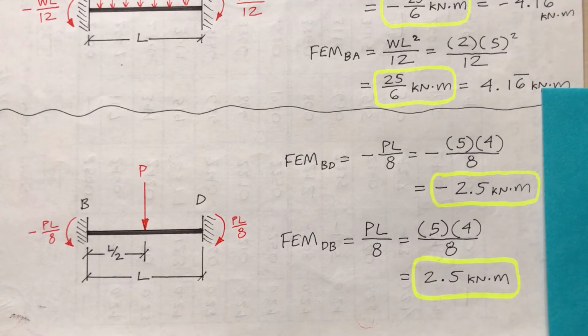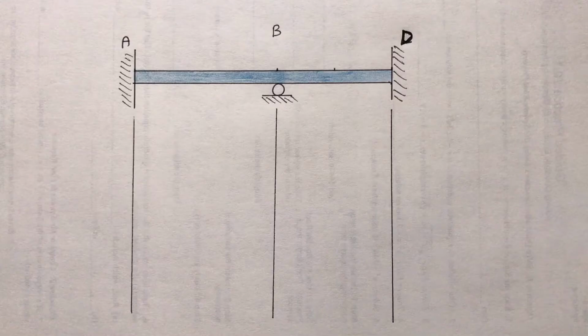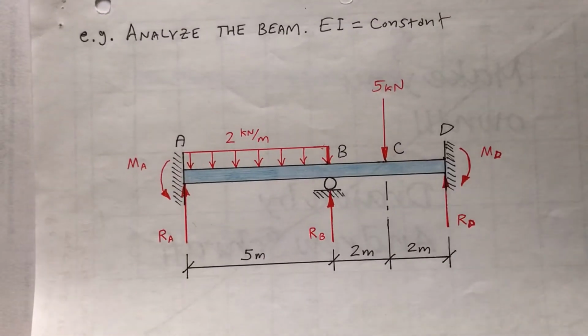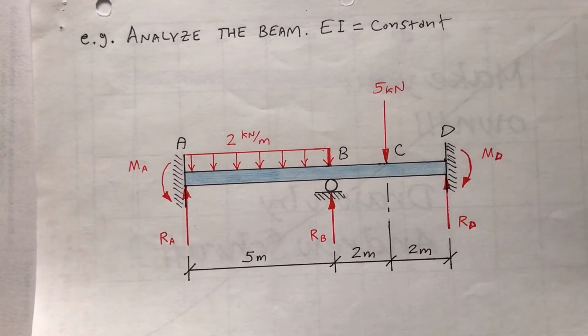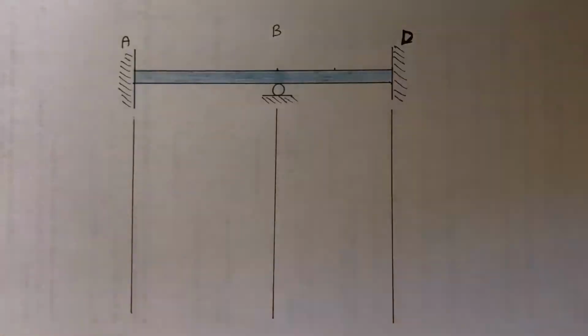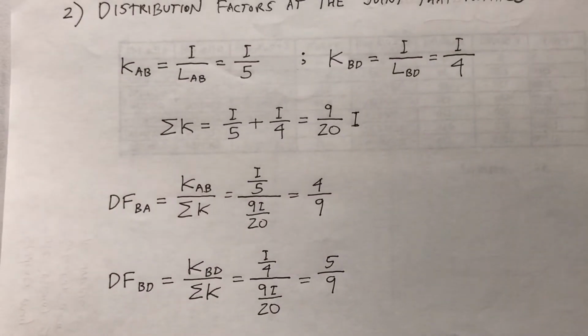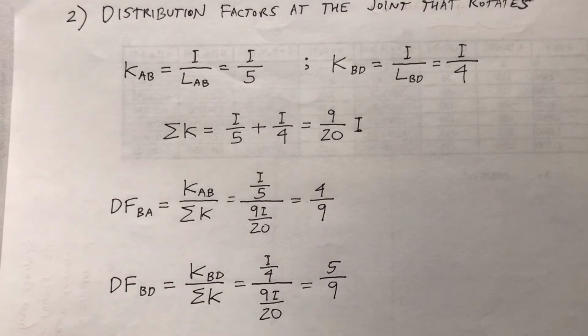Okay, I'm going to organize all this into a chart. Draw the beam again like this. Notice I took off all the loads. Remember when I started this, I had this beam with all the loads. Take off the loads and you'll have this. Okay, so what were the distribution factors? Remember step 2? Distribution factors from B to A, 4/9, from B to C, 5/9.